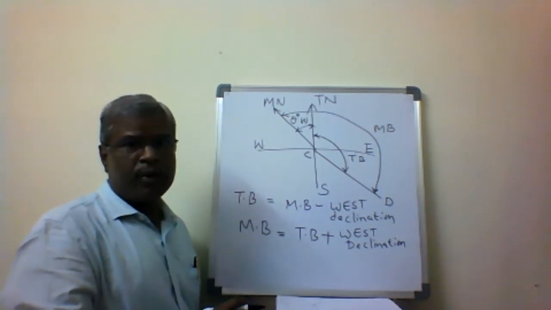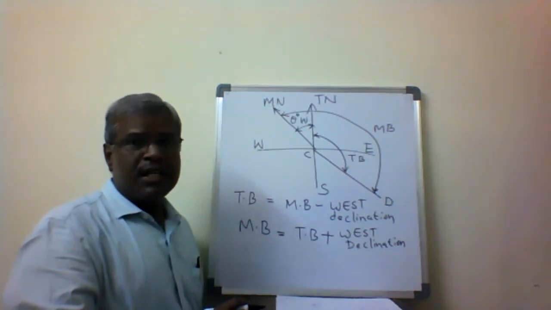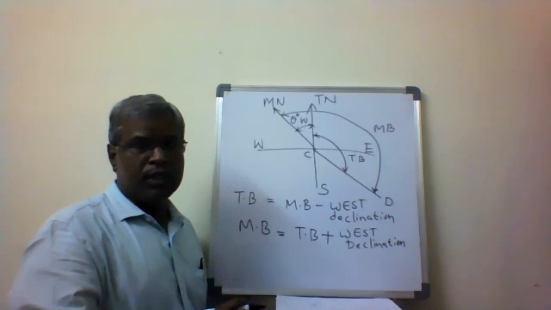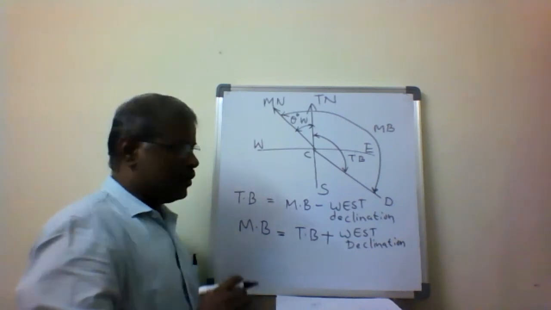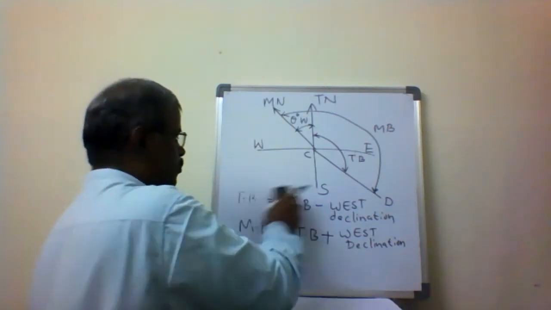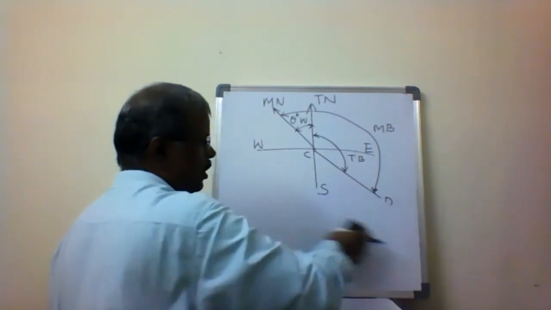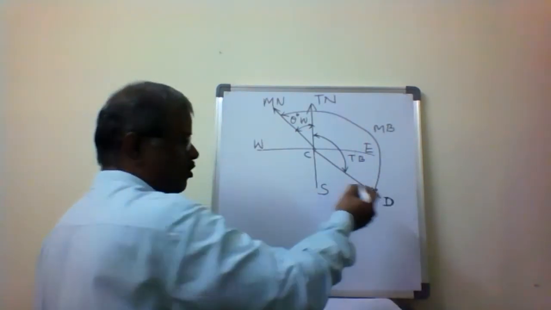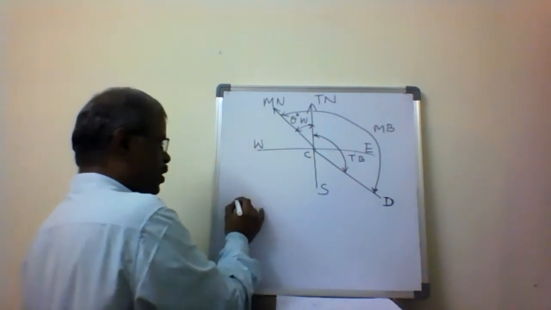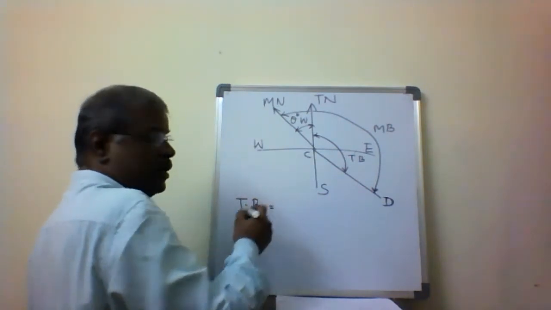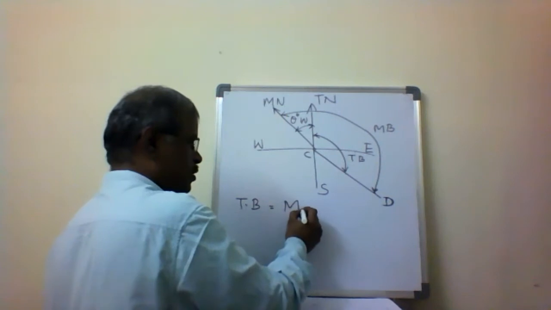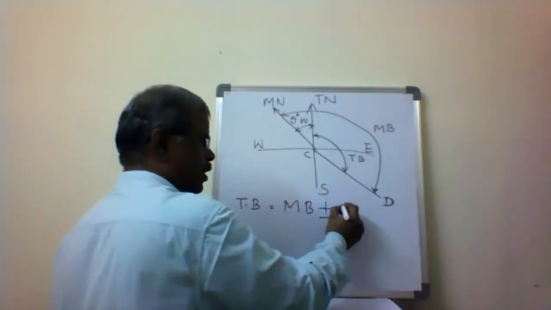In this way we calculate the true bearing and magnetic bearing if the declination is in the westward direction. From this, we finally deduce the general equation: true bearing equals magnetic bearing plus or minus declination.